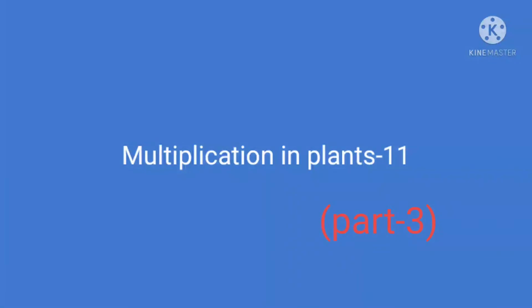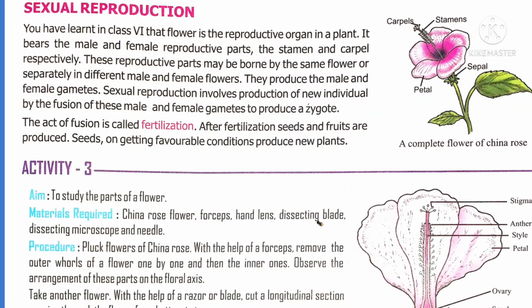Let's start the chapter Multiplication in Plants, Chapter 11, on pages 163 and 164. We have been discussing asexual reproduction in plants. The modes of asexual reproduction are budding, fragmentation, spore formation, and vegetative propagation. Through vegetative propagation, we have studied runner, tuber, rhizome, and Bryophyllum, that is foliar buds, and root tubers. From these, we get a new baby plant.